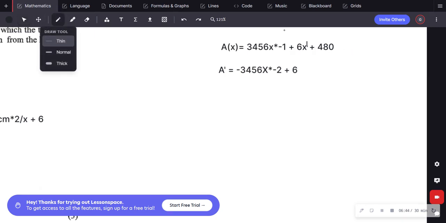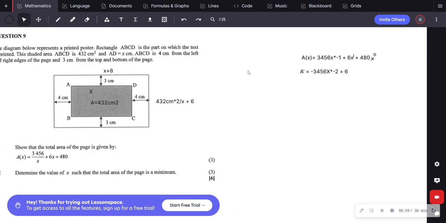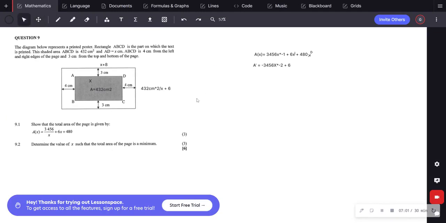We can write x to the 0. Okay. So 0 times 480, and that would give us 0. So that's why I've left it blank. And then we equate this to 0 to get a minimum.